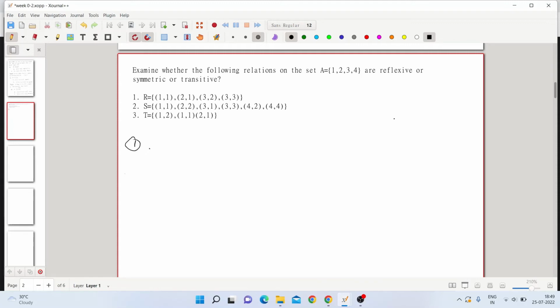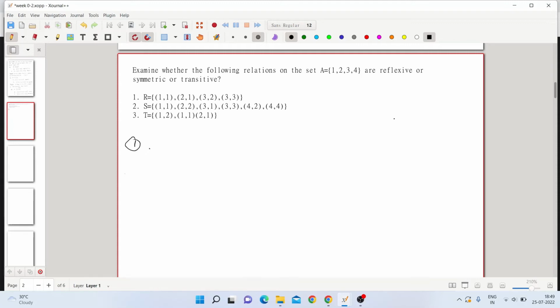Here S is {(1,1), (2,2), (3,1), (3,3), (4,2), (4,4)}. Here we can see (1,1) is there, (2,2), (3,3), (4,4) all are there. So clearly S is reflexive. Now whether it is symmetric or not, let us see. Here (3,1) is there in S, but (1,3) is not there in S. So S is not symmetric.